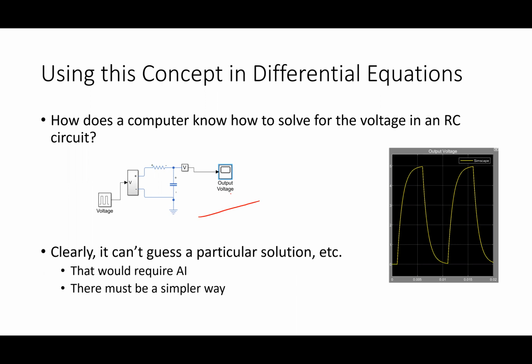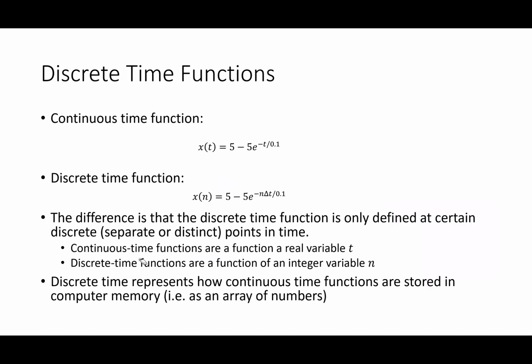It's obviously not guessing a solution, right? It has to have some piece of code to grind through it numerically. Otherwise, that would be some sort of artificial intelligence, and clearly that's not what's going to be happening. So how do we approach this? So what we worked out the other day was how that's done, right?